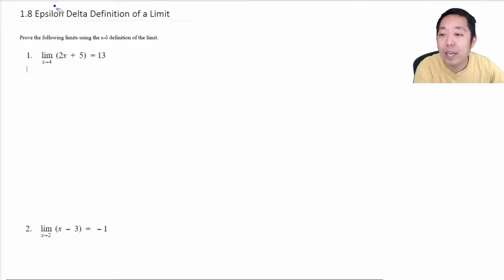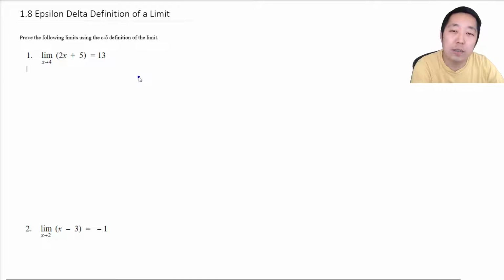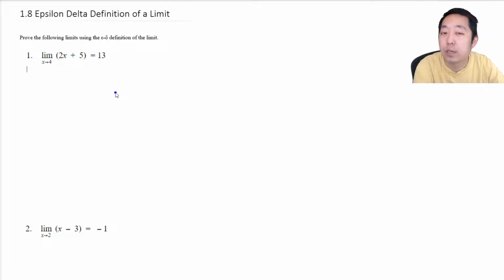So now we're going to be looking at the epsilon-delta definition of a limit. Now, this is not covered in AP Calculus, but it is covered by some professors and some teachers when they want you to know the rigorous definition of limits, the epsilon-delta definition. Okay, and the way you do these proofs is a little bit tricky and a little bit strange, but let's talk about it.